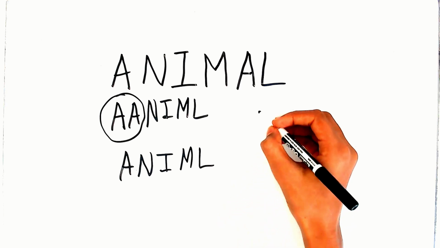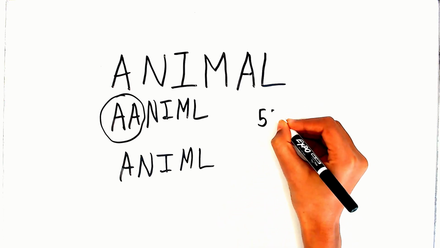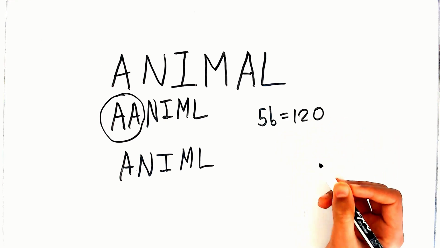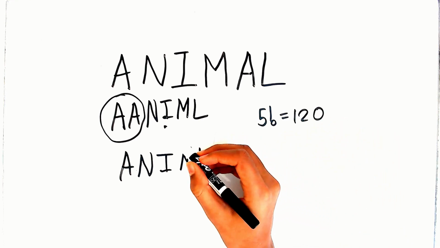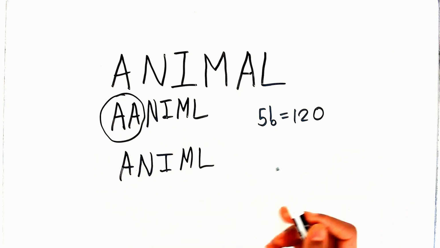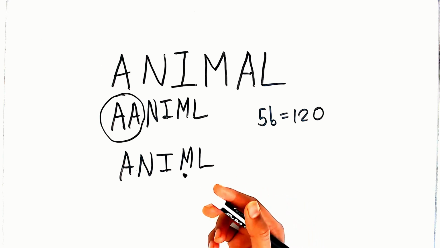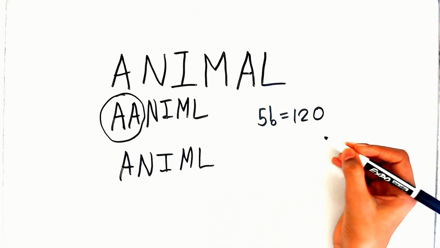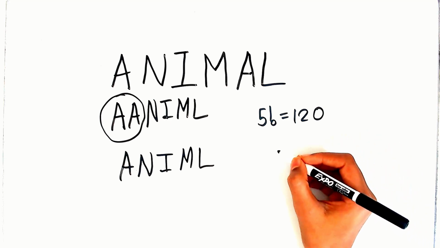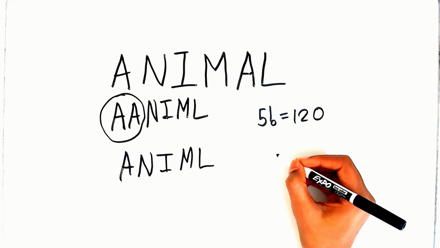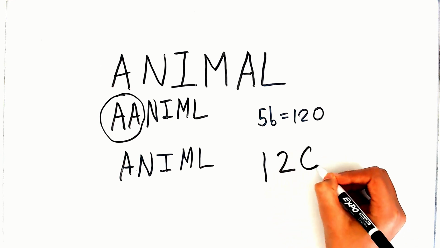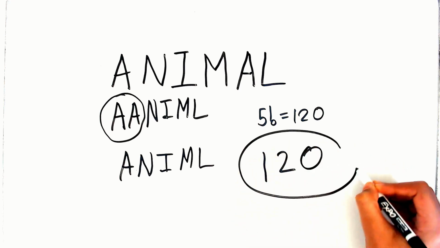5 letters. So that means we would just do 5 factorial, which equals 120. So here, if we switch both those around, we would need to multiply this by 2, but we don't need to, because then we would get duplicates. So that means the word animal can be arranged 120 times if both the letters A are next to each other. So 120 is the answer.